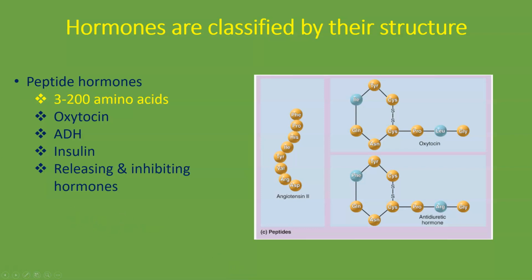And the third structure are the peptide hormones. Peptide hormones are chains of 3 to 200 amino acids. Included in this group are oxytocin, which is released from the posterior pituitary gland to stimulate contraction of the uterus. Also ADH, which is antidiuretic hormone that's going to help retain water and reduce the amount of urine that's secreted by the kidneys. Insulin. And then some other hormones called releasing hormones and inhibiting hormones, which we will talk a lot about later on. These peptide hormones are also hydrophilic.